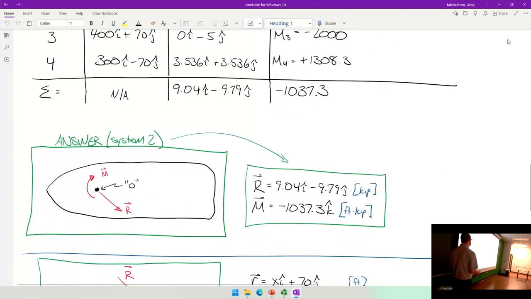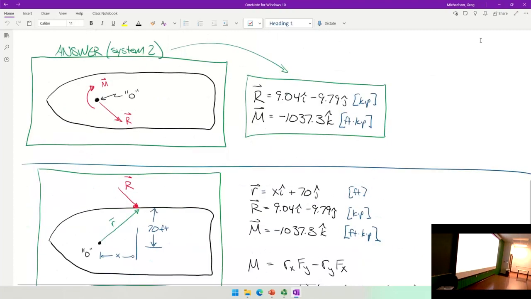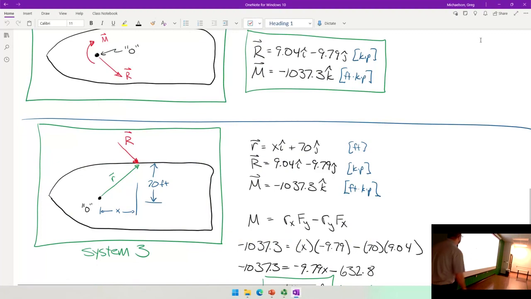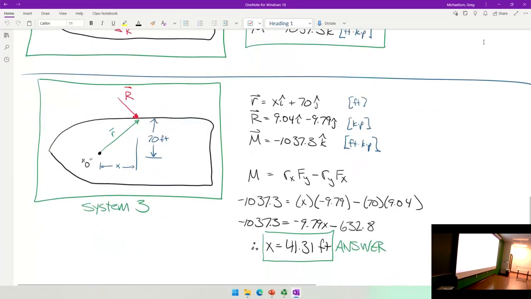We took all those forces, added them up to get a resultant, and then did R cross F for each of those forces and added those up to get a resultant moment. So system 2 was just a force and a moment. And then system 3 was, let's get rid of that moment and only deal with the force. Where do we place that force to generate the same amount of moment? And we got a value of X is 41 point some feet.